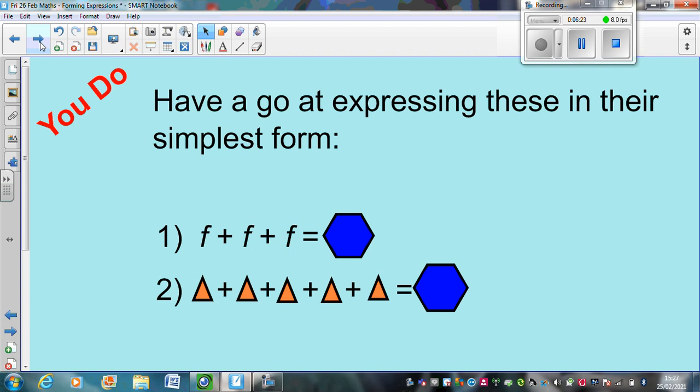Have a go at expressing these in their simplest form. F plus F plus F. And the next one. Triangle plus triangle plus triangle plus triangle plus triangle. Pause now and have a go at simplifying these expressions.